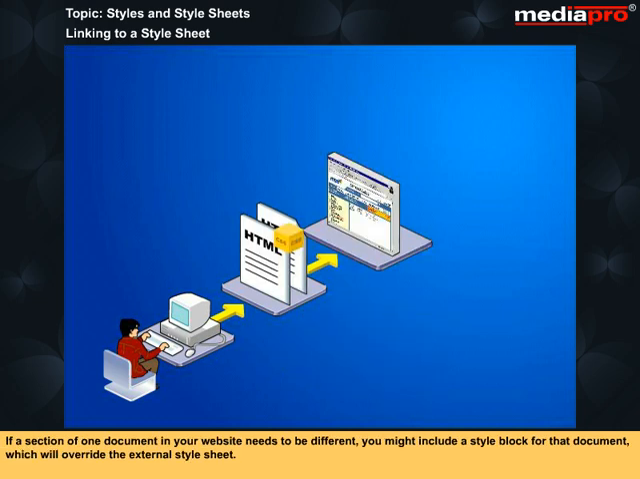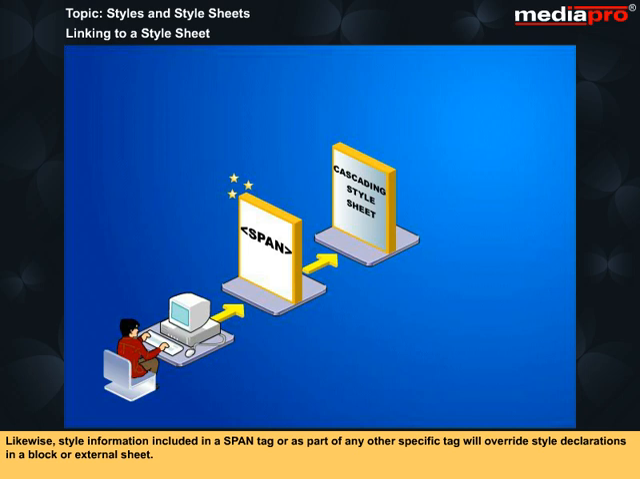If a section of one document in your website needs to be different, you might include a style block for that document, which will override the external style sheet. Likewise, style information included in a span tag or as part of any other specific tag will override style declarations in a block or external sheet.